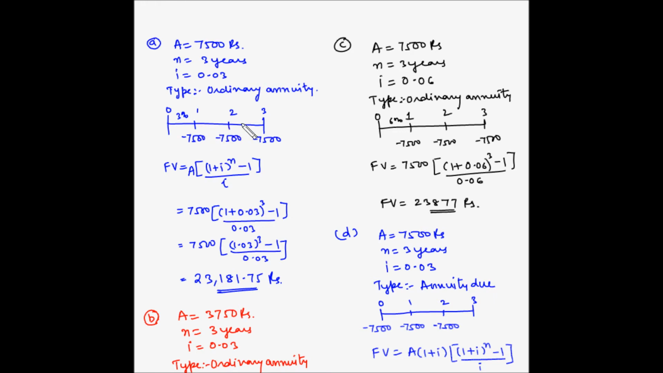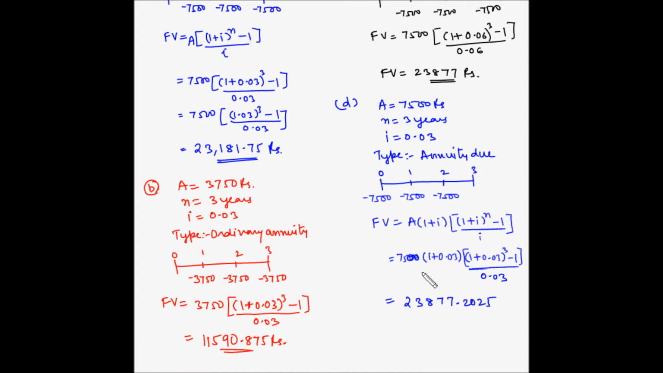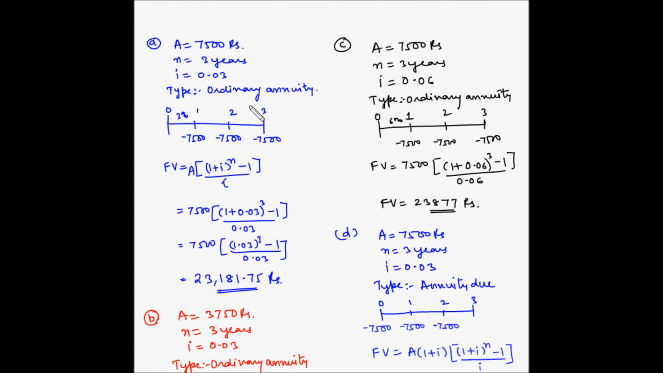As you can see, when we were doing the same investment for same tenure, same interest rate, but at the end of each year, the future value at the end of 3 years was 23,181.75, whereas when we do the same type of investment, however, do it at the beginning of each of the periods, then we get 23877.2025. So as you can see, the type annuity due gives us more in terms of future value as compared to the ordinary annuity.